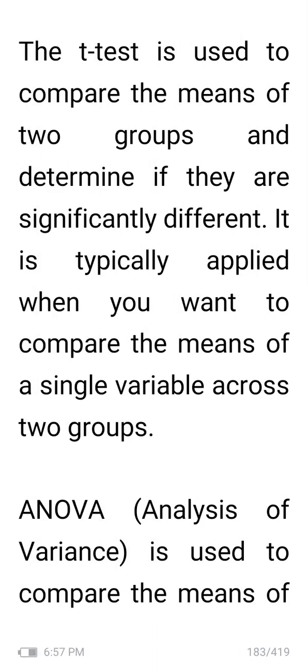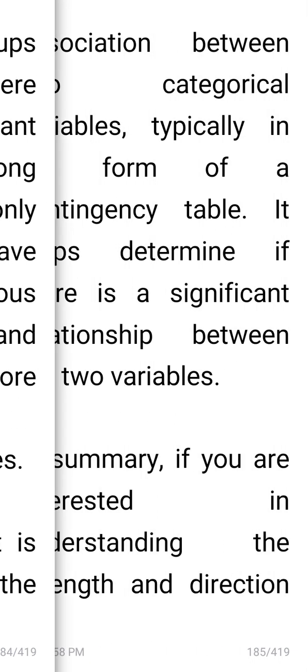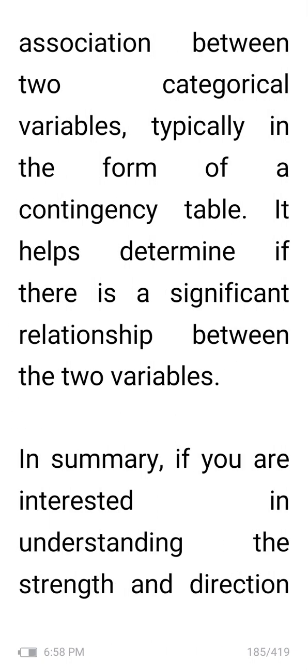The t-test is used to compare the means of two groups and determine if they are significantly different. It is typically applied when you want to compare the means of a single variable across two groups. ANOVA, analysis of variance, is used to compare the means of three or more groups to determine if there are significant differences among them. It is commonly used when you have one continuous dependent variable and one or more categorical independent variables. The chi-square test is used to assess the association between two categorical variables, typically in the form of a contingency table. It helps determine if there is a significant relationship between the two variables.